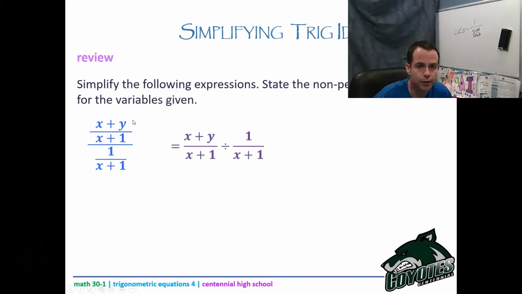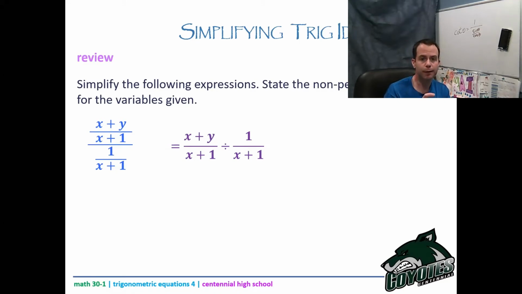Okay, so I just took the top and I divided by the bottom. Now, NPVs, take a look at this guy for a sec. It's okay for x to be 0. It's okay for y to be 0. What we can't have is 0 on the bottom of a fraction. So that tells me x can't be -1. That's what would cause a 0 on the bottom of a fraction here.